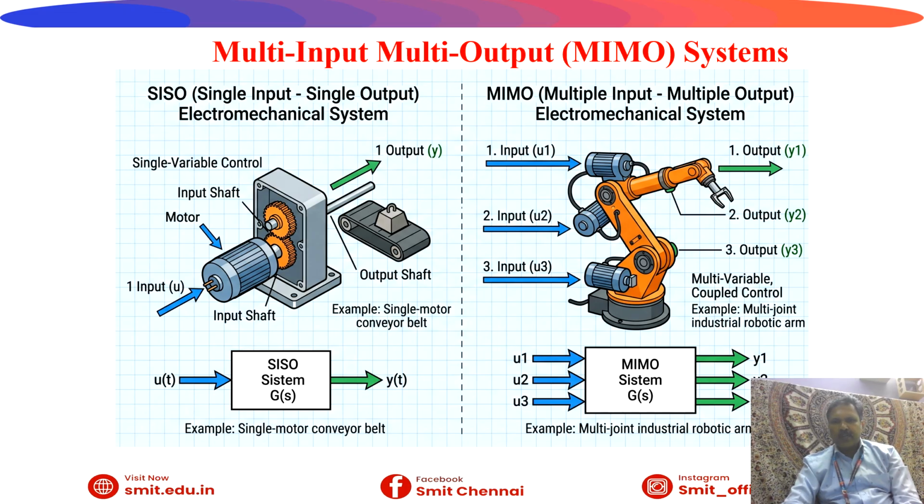Now this is a robotic function. How it functions means multi-input, multi-output. So various inputs are given. Here we can see at the top we have the u1, u2, u3. Various inputs are given, and correspondingly various outputs we are simultaneously getting. That is y1, y2, y3. A multivariable, coupled, controlled, multi-joint industrial robotic arm we are getting over. That is u1, u2, u3 followed by y1, y2, y3.